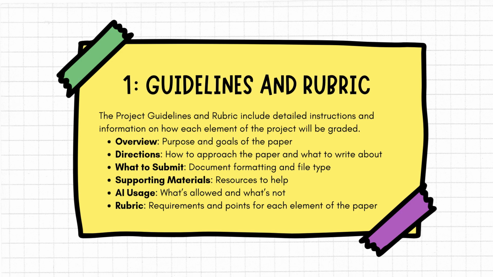The first one, the Project Guidelines and Rubric document. This one has all of the details on what the project is, how to complete it, and how each piece of it will be graded. So look for these headings in this Guidelines and Rubric document in these bullets. The overview helps you understand the purpose and goals of this paper. The directions give you specific instructions on how to approach the paper and what to write about. There are questions for each section that you need to address to complete it. The third section is what to submit.